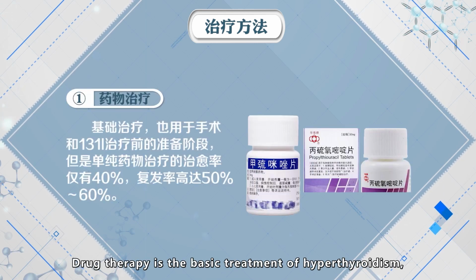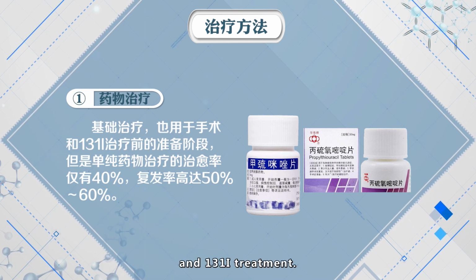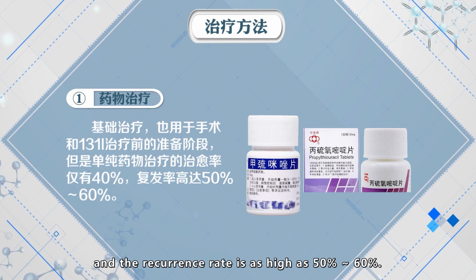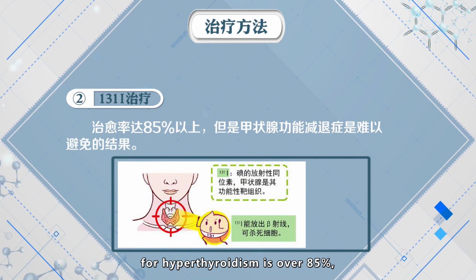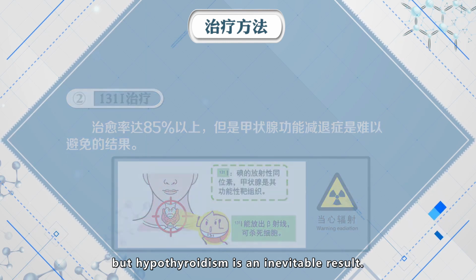Drug therapy is the basic treatment of hyperthyroidism, and is also used in the preparation stage before surgery and 131I treatment. However, the cure rate of drug therapy alone is only 40%, and the recurrence rate is as high as 50% to 60%. The cure rate of 131I for hyperthyroidism is over 85%, but hypothyroidism is an inevitable result.